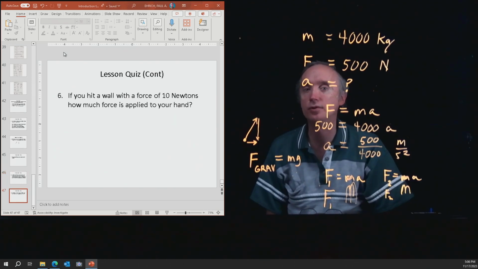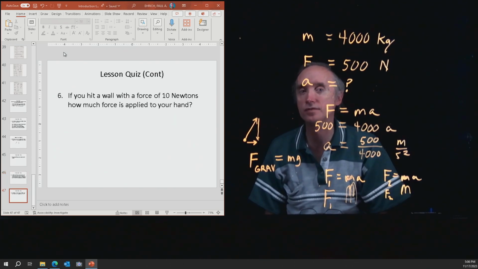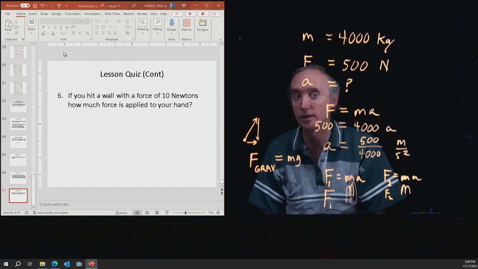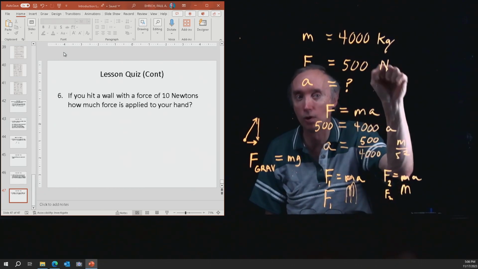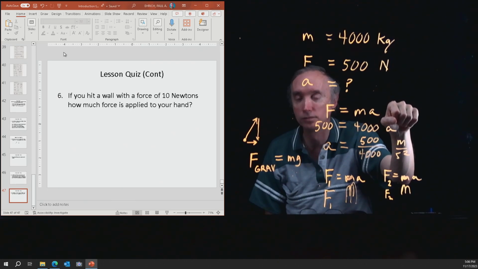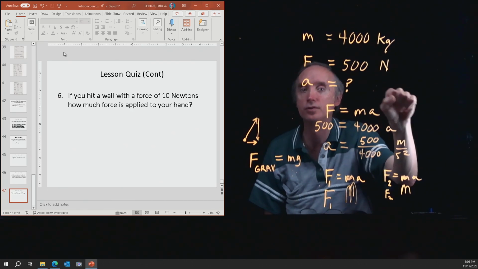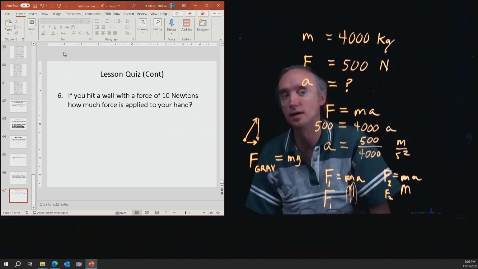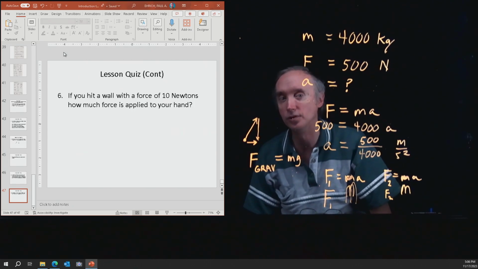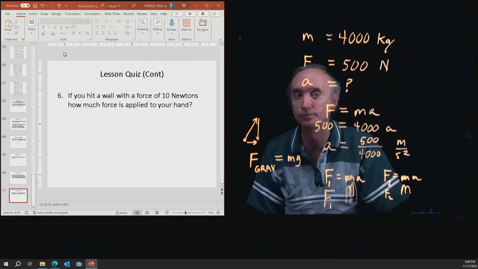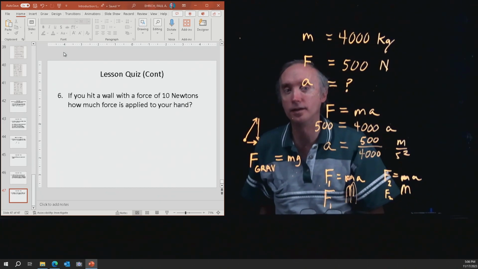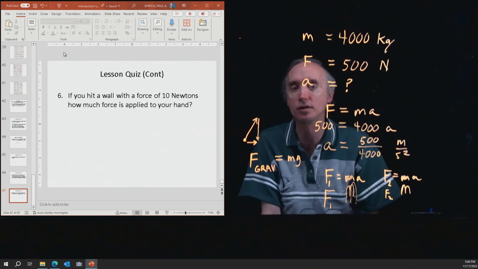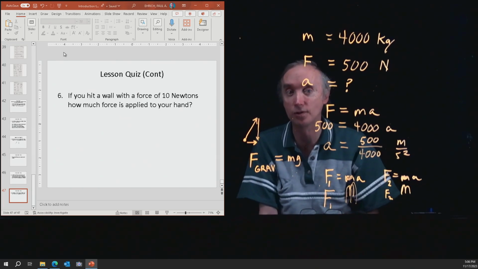Number 6, if you hit a wall with a force of 10 newtons, how much force is being applied to your hand? You are applying 10 newtons of force to the wall, but the wall applies 10 newtons of force on your hand. And what law was that? Newton's third law of motion. Okay, so we're done with this lesson, and in our next lesson, we're going to start looking at momentum. So I will see you then.